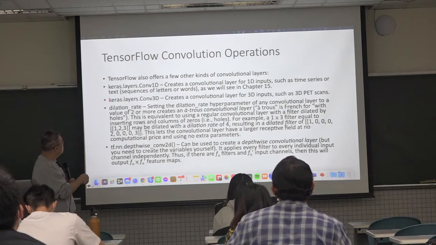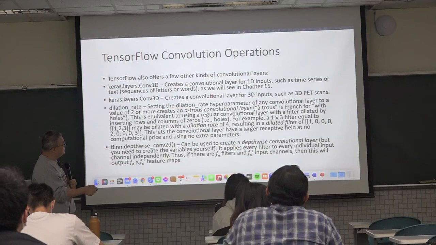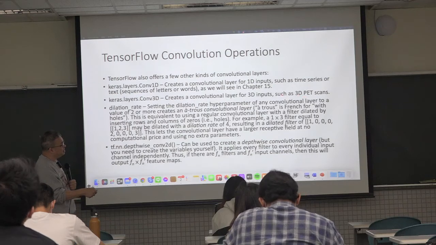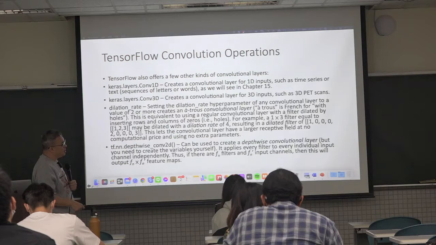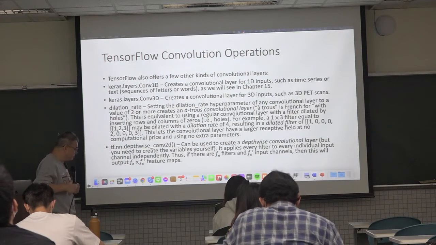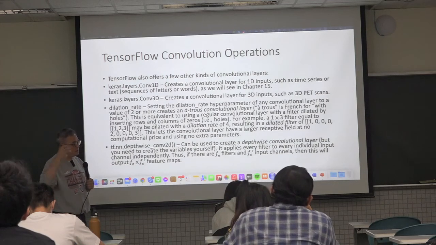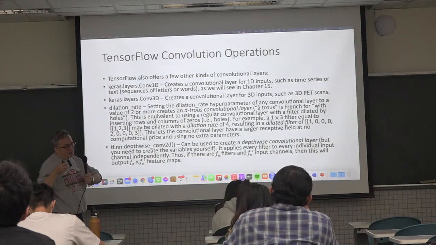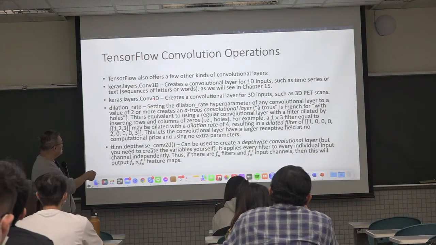So keras.layers.Conv3D can deal with 3D input, such as 3D PET. PET is positron emission tomography, which is used in the hospital to reconstruct a 3D image of your body. So the data set is 3-dimensional. If you want to do convolution over 3-dimensional input, this is the layer you use.